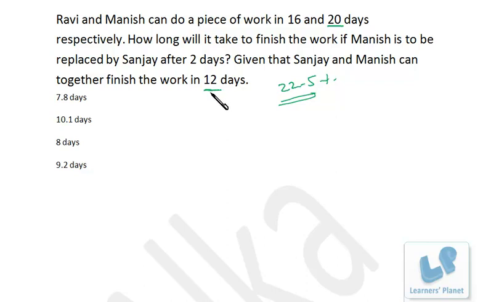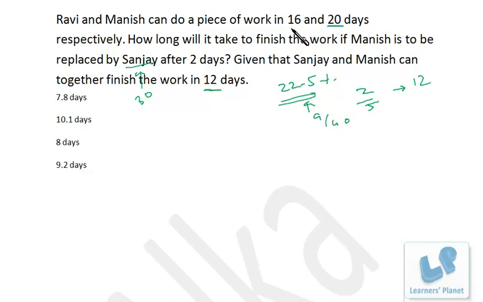So what is the capacity of Sanjay? See, he does 2 by 5 work in 12 days. That means the entire work he'll be doing in 30 days. Okay, so capacity of Sanjay is 30 days. Now this is actually 9 by 40 of the work done, still pending 31 by 40 part of the work, right?